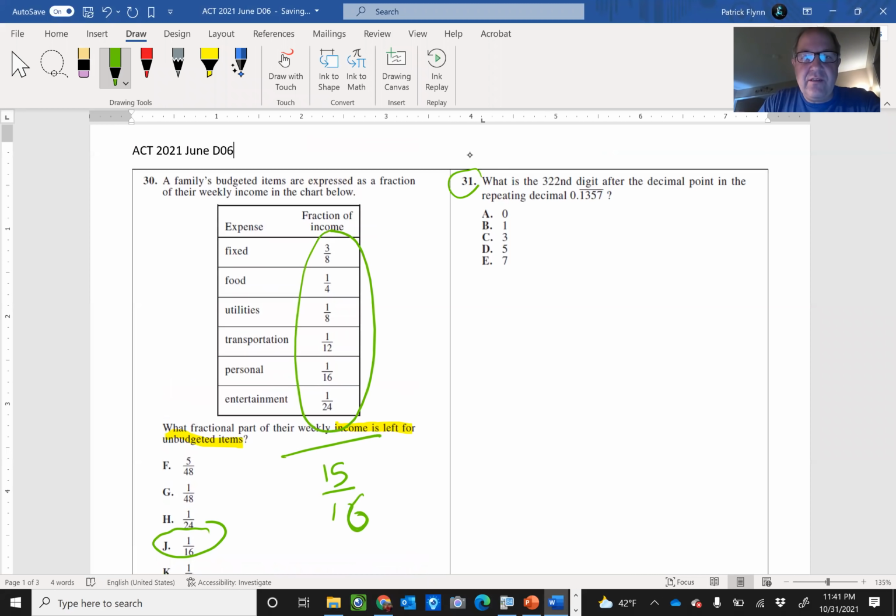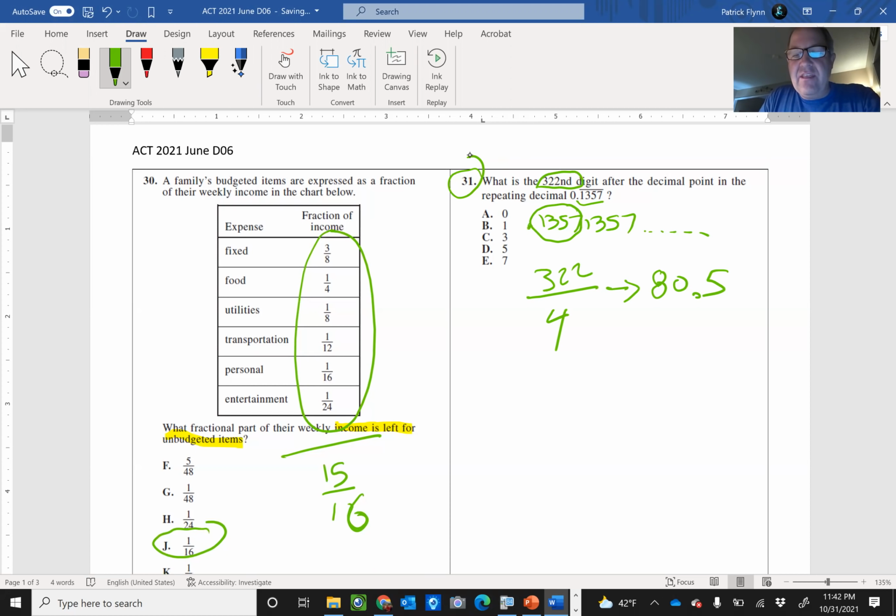Okay, question 31. I know we've seen one similar to this twice. This is a repeating decimal, and so it's going to be like 0.1357, 1357, and so on. We need to find out what the 322nd digit is. So since it repeats every four, you want to take 322 and divide by four using your calculator. You will wind up with 80.5. That means there will be 80 of these 1357s and then half of the next one.